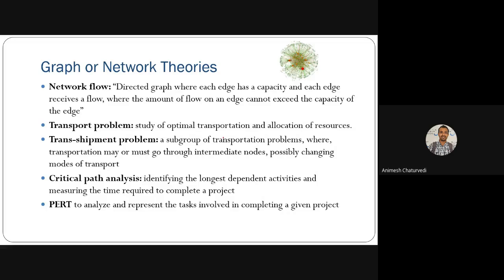Then transportation problem, where we need to find some optimal transportation so that we can allocate resources in a well-defined manner. For example, in logistics, you want to transport some product from one place to another. There is another application, the transshipment problem. There are various transportation problems that have various intermediate nodes, and possibly changing some of the modes: bus could be there, train could be there, airplanes could be there, ships could be there. So there are various modes of transportation as well.